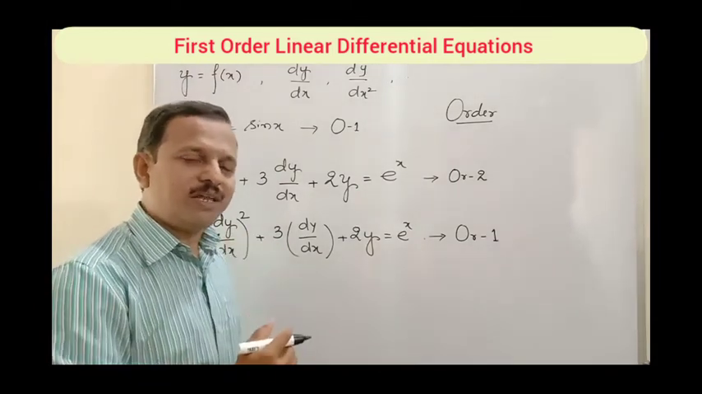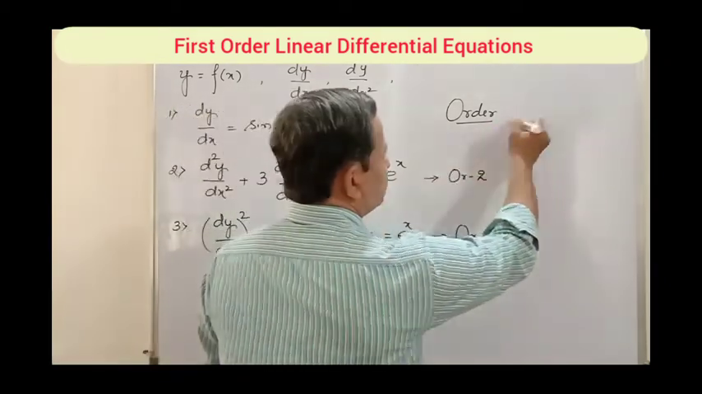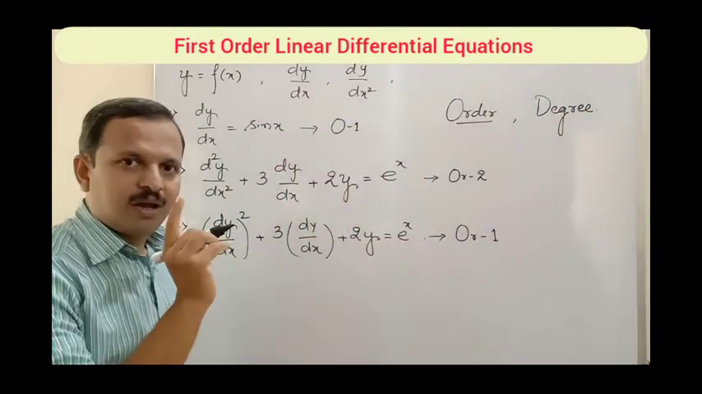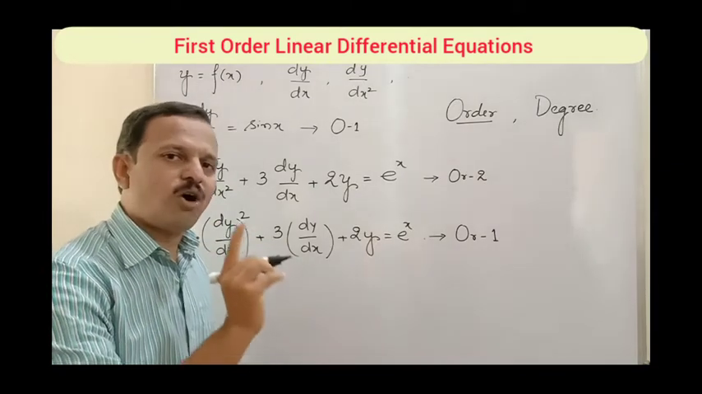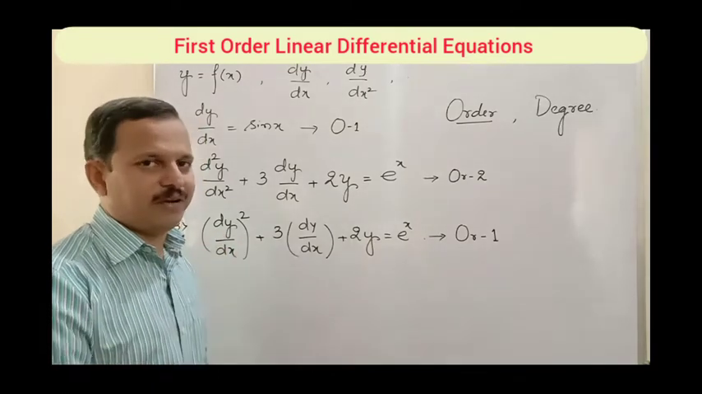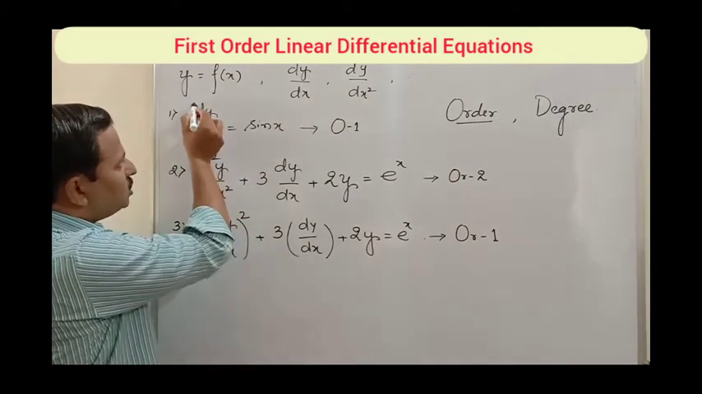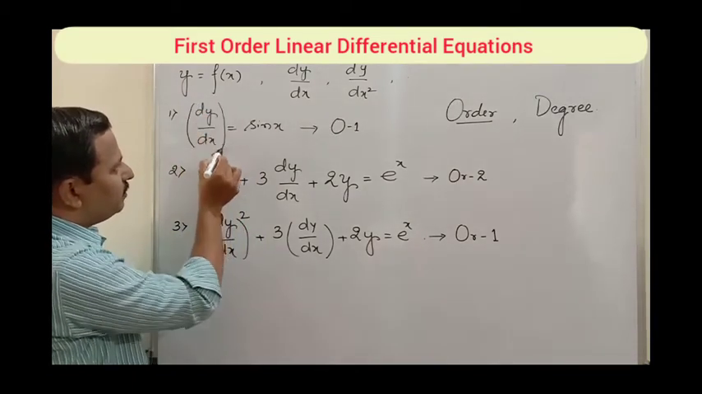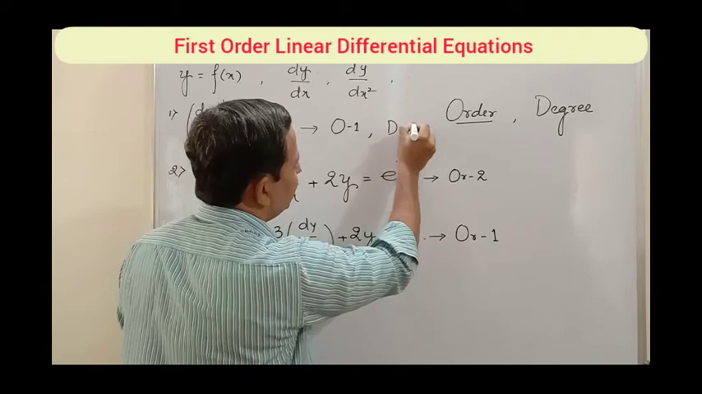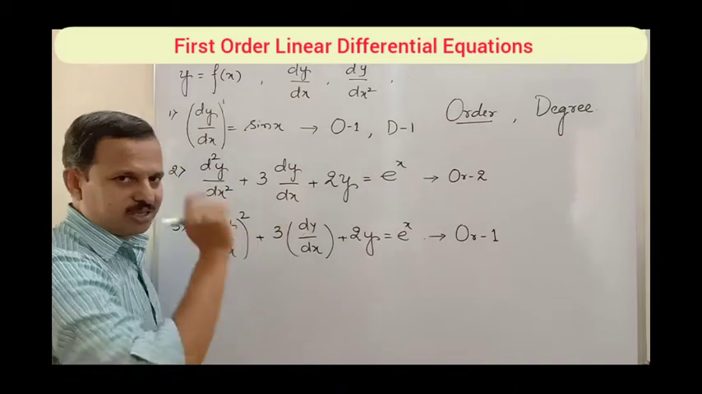Now let us consider another important notion associated with differential equations, that is the degree of the differential equation. So what is meant by the degree of a differential equation? The degree of the highest order derivative term appearing in the differential equation is called the degree of that differential equation. For example, in the first differential equation, the highest order derivative term has degree 1, therefore it is a first degree differential equation. So degree is 1 here. This is a first order, first degree differential equation.